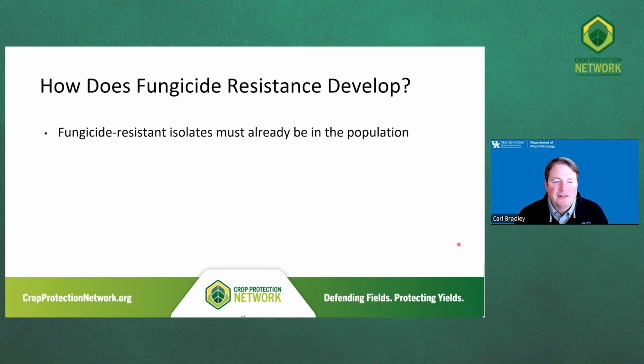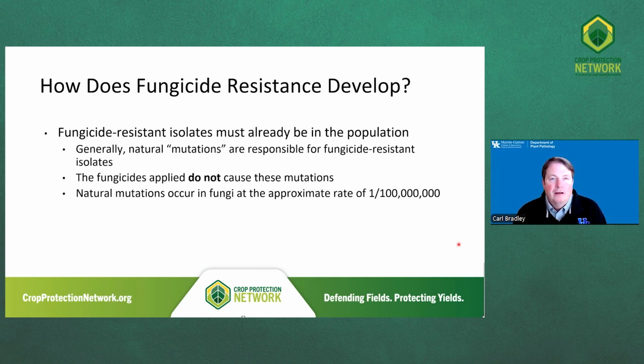So how does fungicide resistance develop? One thing to keep in mind is those resistant isolates must already be in that population. The way that those resistant isolates come to be generally is just through natural mutations that occur in fungi. One thing to keep in mind is those fungicides that we're applying, they do not cause these mutations. Those mutations occur naturally. And the rate of mutation is going to differ somewhat from fungus to fungus, but we can generalize and say that these natural mutations occur in fungi at the approximate rate of 1 in 100 million.